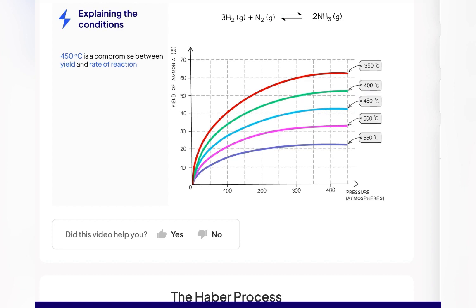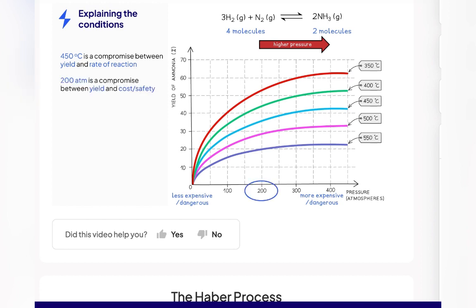To explain the pressure conditions, we need to think about the number of molecules either side of the reaction. As there are more molecules on the left than the right side of the equation, a higher pressure will favour the forward reaction. And again, we can see the increase in yield of ammonia as the pressure increases on the graph. However, the equipment needed to withstand very high pressures is expensive, and high pressures are dangerous. So 200 atmospheres is used as a compromise between yield and cost and safety.